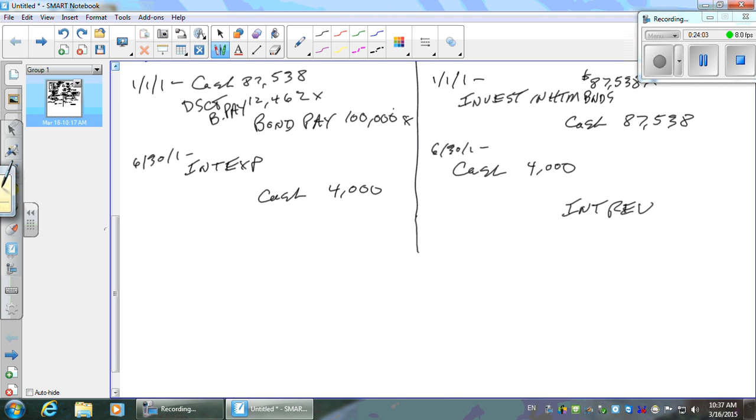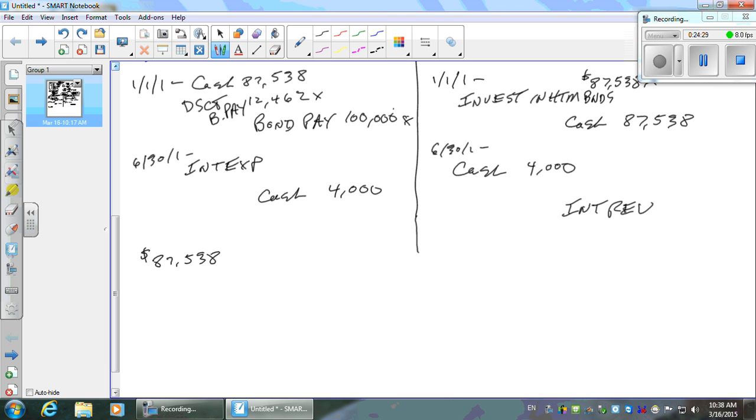87,538. Excellent. It's 87,538, isn't it? 87,538 was borrowed. How much was lent? No. They're going to pay 100 at the end, right? The investor's going to receive 100 at the end if they hold it the whole time, right? And the borrower is going to pay 100 at the end.